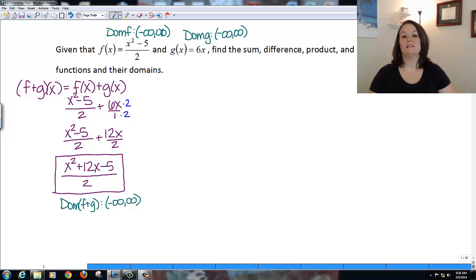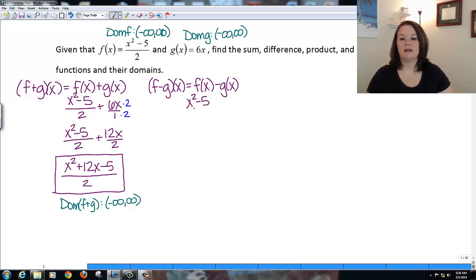Okay, let's look at another one. We did the sum function. Let's do the difference function. So now we're going to do f minus g of x, which means we're going to do f of x minus g of x. So again, I plug in my two functions. f of x is x squared minus 5 over 2 minus my g of x function, which is 6x.